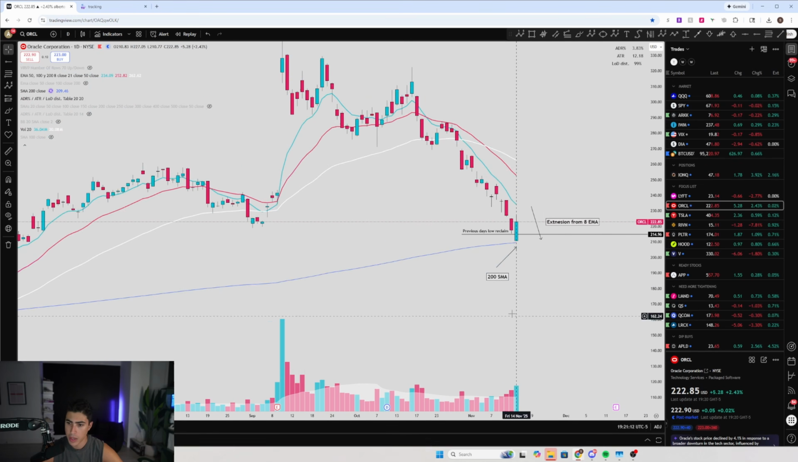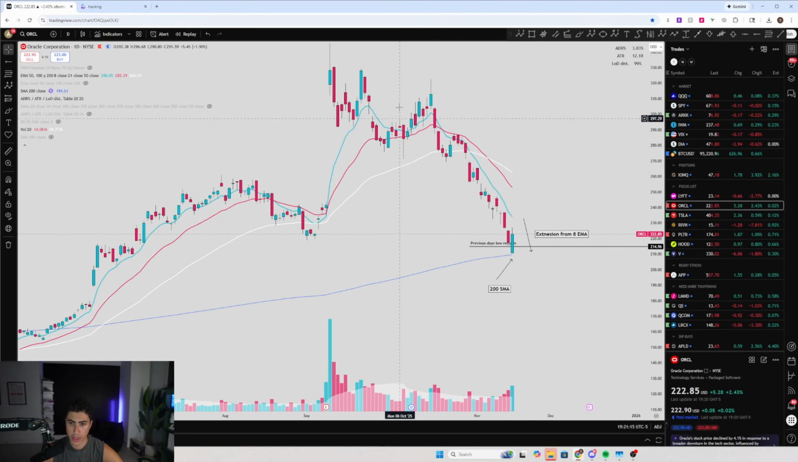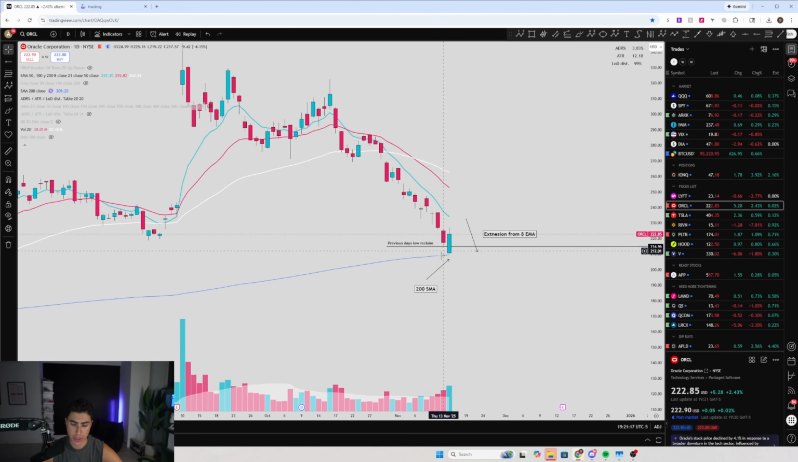Here's Oracle. It came off the 200 SMA. Look at how extended this thing is to the downside. Everyone here is shorting, they're late, and then boom, it reverses. And look at the volume. This confirms to you that there's going to be a pretty big reversal.